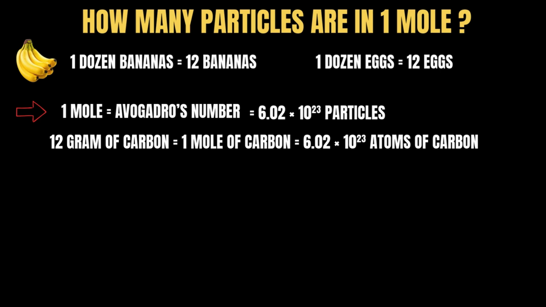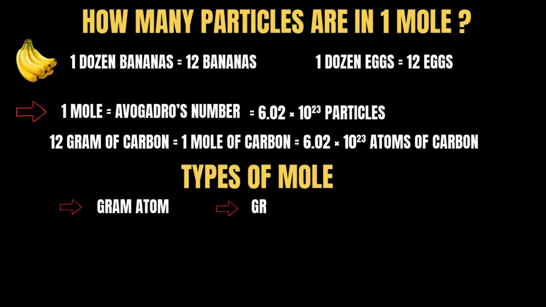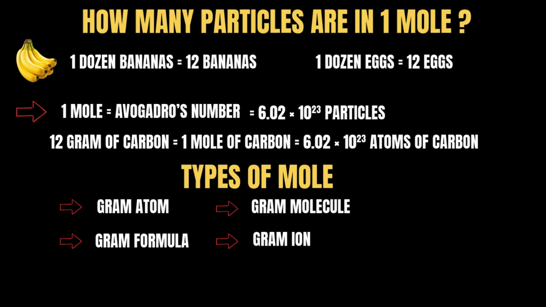Now let's move towards different types of mole. Keep in mind, there are 4 types of moles, which are gram atom, gram molecules, gram formula, and gram ions. Let us understand each type one by one. First, let us understand gram atom. We can define gram atom in this way.